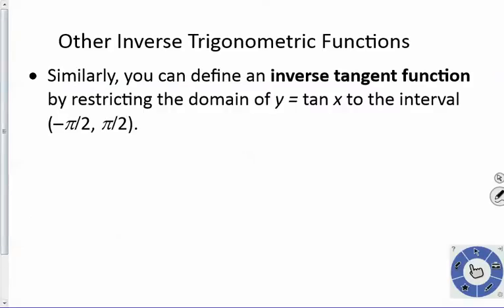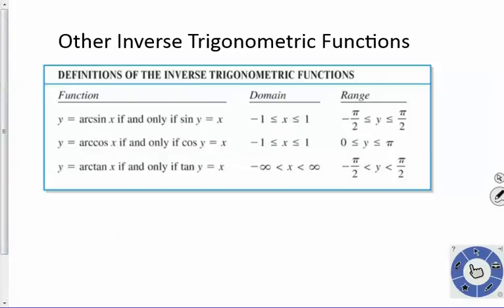All right, here's a little recap of how everything works. The arc sine has a domain from negative 1 to 1 and a range from negative pi over 2 to pi over 2. The arc cosine has a domain from negative 1 to 1 and a range from 0 to pi. The arctan domain is anything it wants to be, and the range is from negative pi over 2 to pi over 2. We're going to wonder why that is in class.